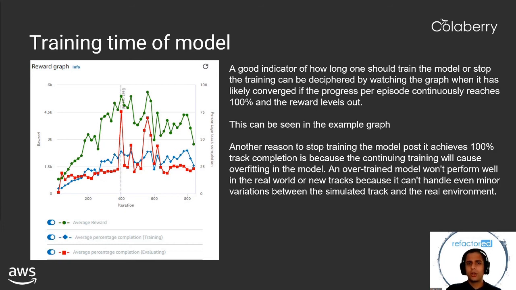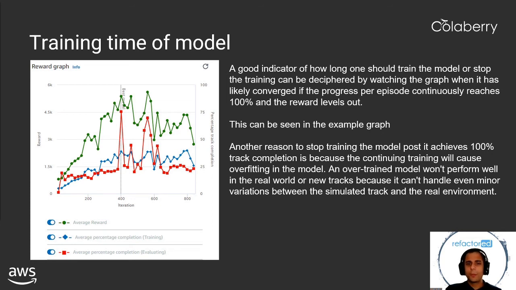A good indicator of when to stop the training of the model can be determined by watching the graph. It has likely converged if the progress per episode continuously maxes out or reaches 100% and the reward levels out. This indicates that we should stop training. This can be seen in the example graph. After about 400 iterations, all the three metrics do not improve significantly. Hence, it would be a good idea to stop training the model after 600 iterations because none of the metrics are improving anymore.